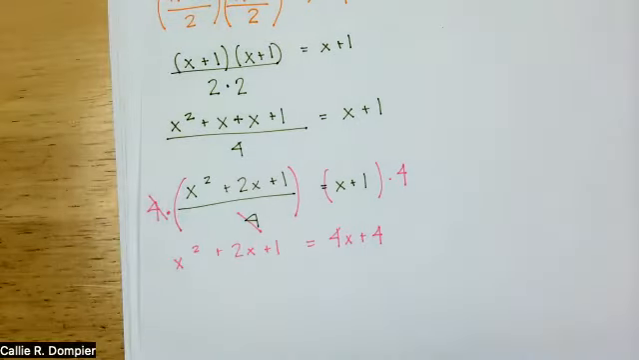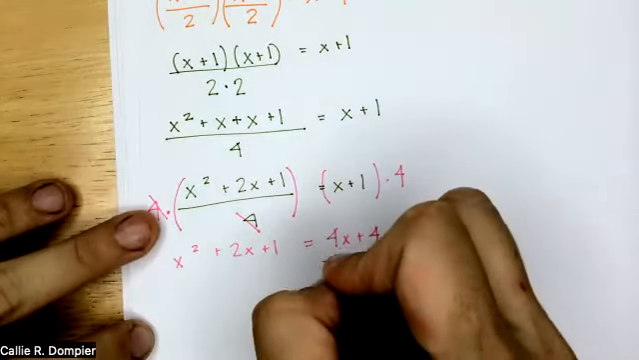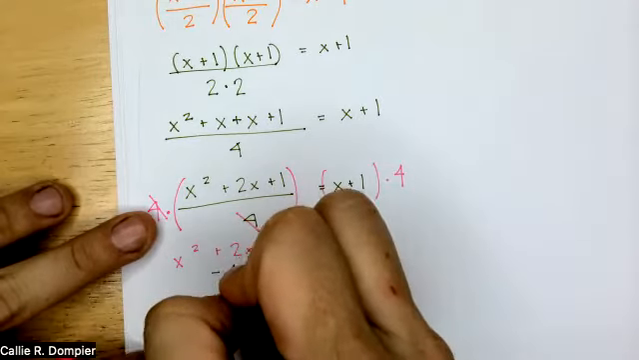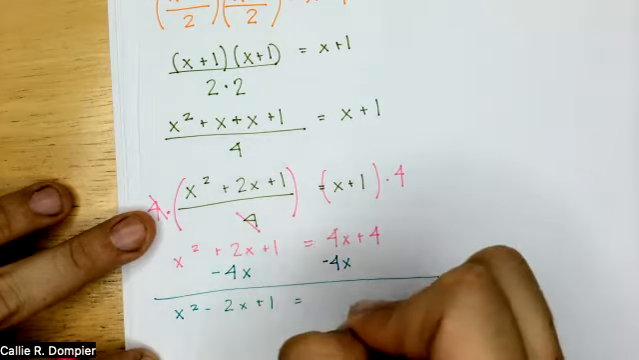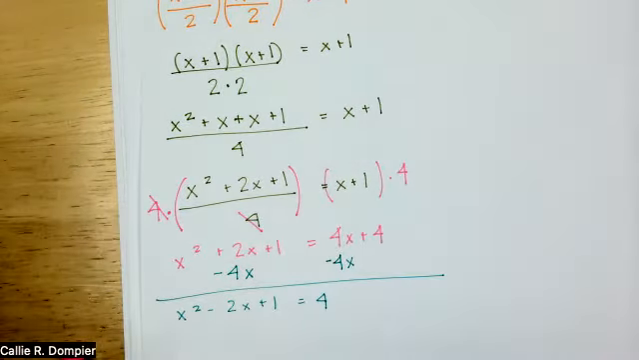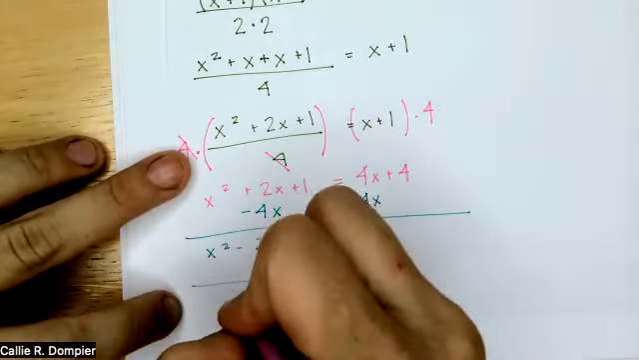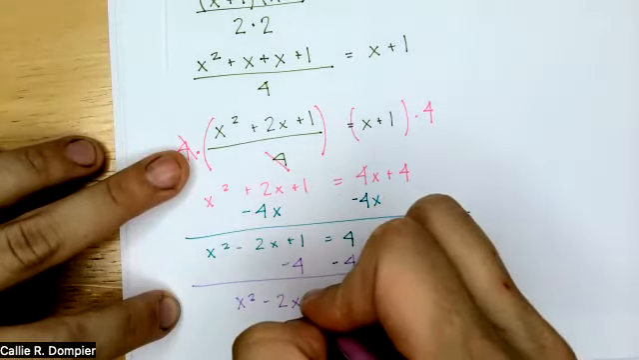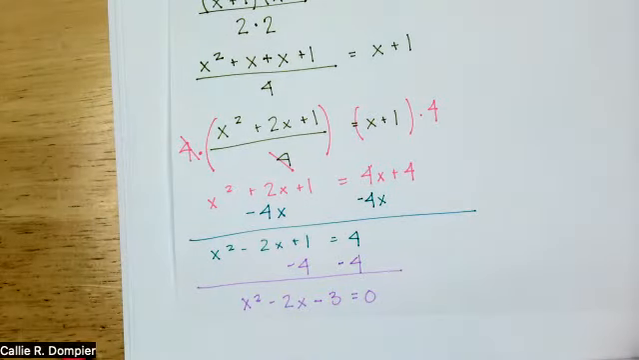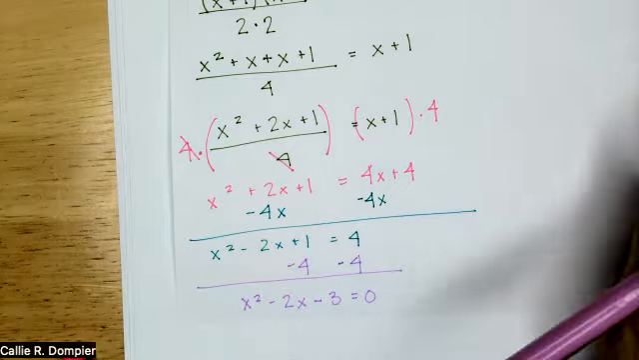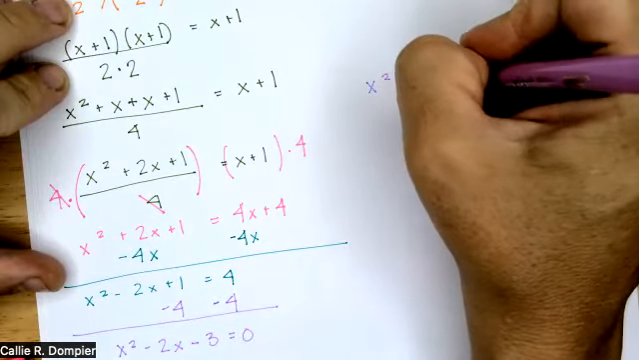Good. Now we're going to set it equal to 0 because we have x squared and x. So subtract 4x, subtract 4x, x squared minus 2x plus 1 equals 4. So I'm going to subtract that 4. x squared minus 2x minus 3 equals 0. Yeah? All right, we're almost there. x squared minus 2x minus 3 equals 0.